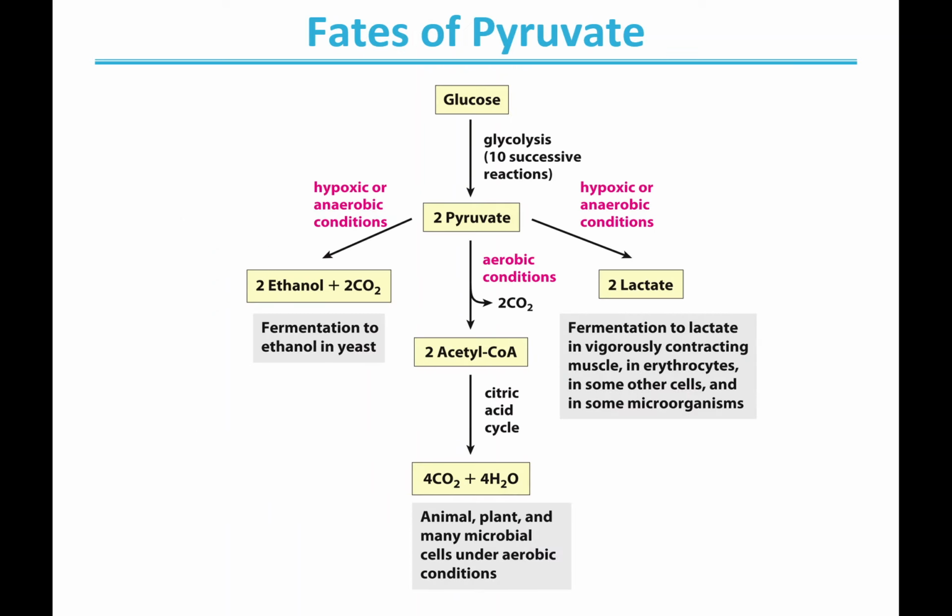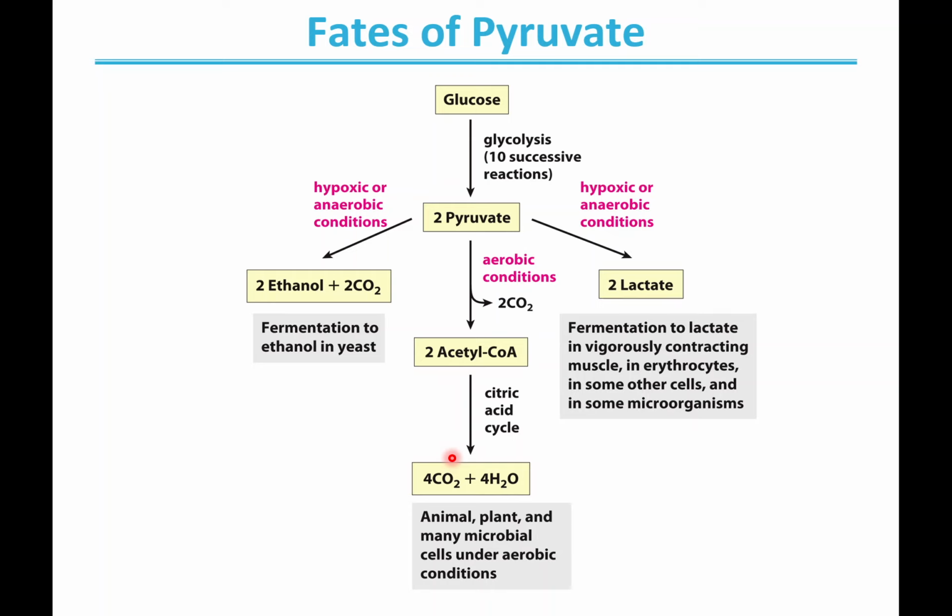Okay, so to remind you of the fates of pyruvate. In glycolysis, we have glucose going to pyruvate, and that's through the 10 reactions of glycolysis. From there, pyruvate has a number of different fates depending on whether or not oxygen is available. If there is plenty of oxygen available and there's an energy need, pyruvate will get broken down further into acetyl-CoA, and then that gets fed into the citric acid cycle to make carbon dioxide and water. And then that generates electrons for the respiratory chain. That's under aerobic conditions.